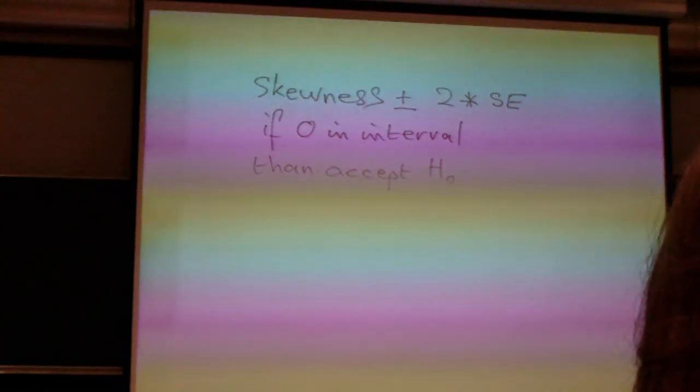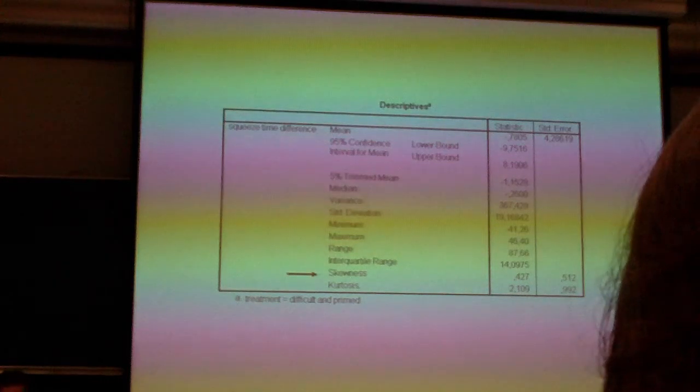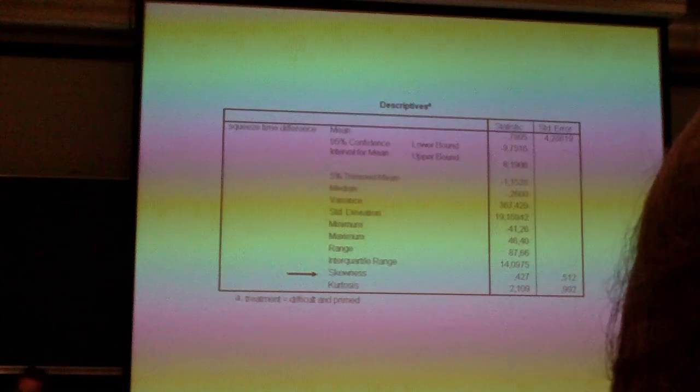If we do that with these particular numbers, we can see we have a skewness measure of 0.43. Now, if we take 2 times the standard error, which is reported in the next column, that's about 0.51. So 2 times 0.51 is about 1. And so if we have 0.43 minus 1, then we have a negative number. And if we have 0.43 plus 1, we get a positive number. So we have an interval which contains the value 0.